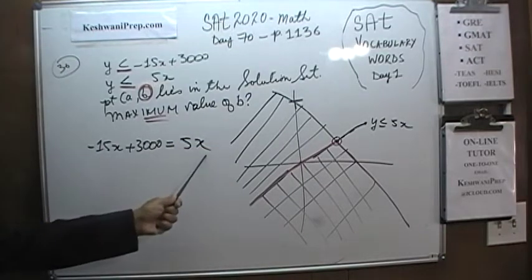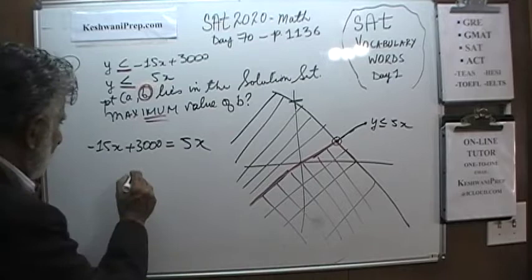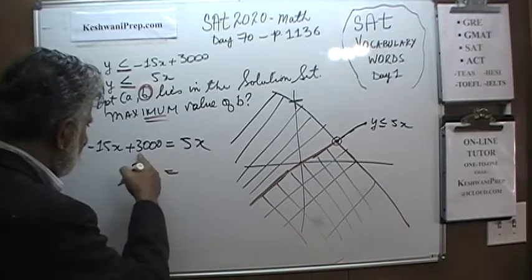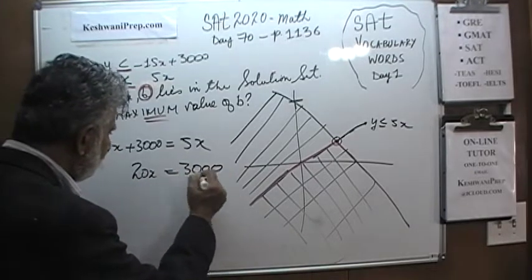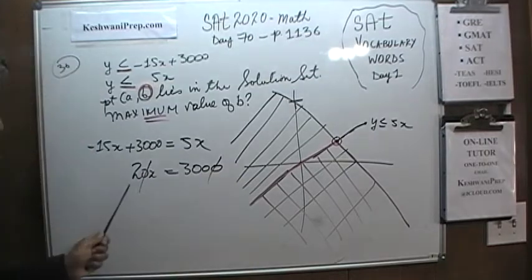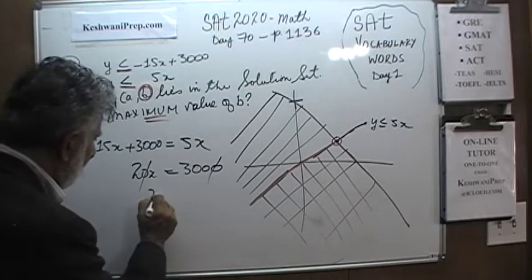Bring the 15x to this side. If you bring the 15x to this side, we'll end up with 20x is equal to 3000. Divide both sides by 10. There we go. 2x equals 300. x is equal to 150.